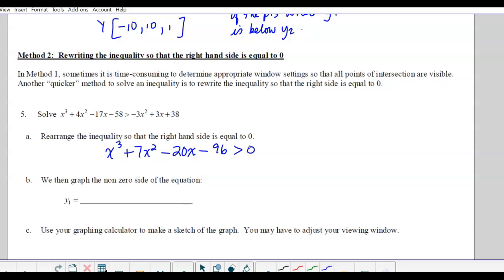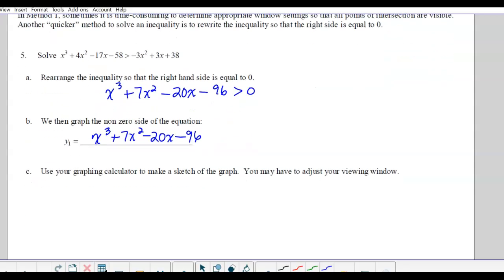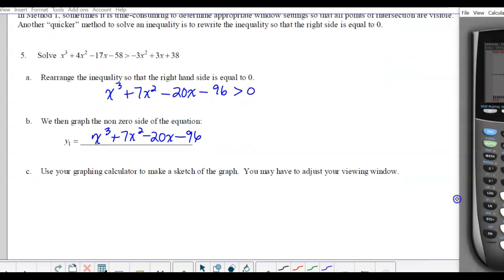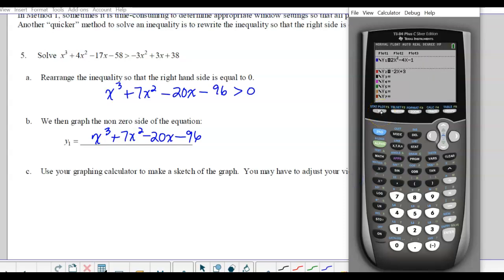Okay. Now you just graph the non-zero side. Get your calculator out. And then x cubed plus 7x squared minus 20x minus 96. Try a standard window.